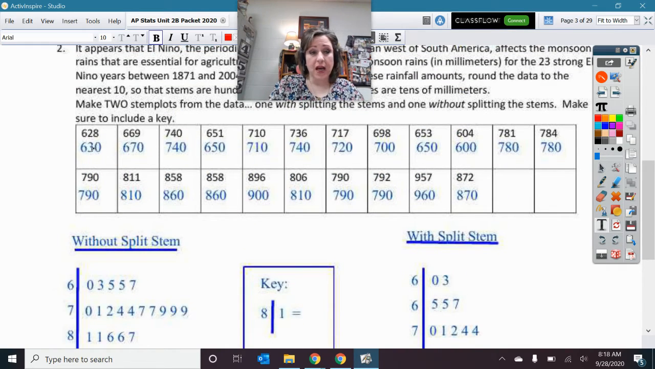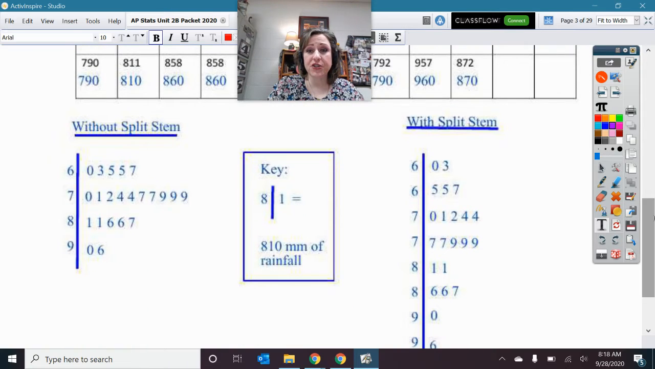So for example, in the 600s, I have 630, 670, 650. So I had to kind of look all together. I had 600 was the first one, 630 was the next one, and then 650, and then there's another 650, and then 670. So I had to make sure that I did the leaves in order from least to greatest. All right. Which then it was easier to do this split stem after I already had this first one done. Okay.